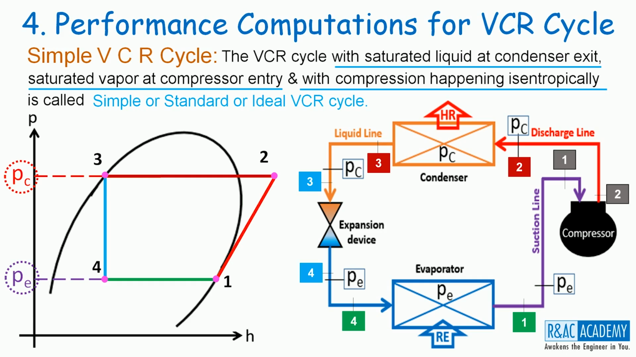Please note here that the state of the refrigerant at evaporator exit and compressor entry is same. It is because there is no designed process to happen inside the suction line, and hence the state of the refrigerant does not change inside the suction line. The same explanation is applicable for other state points also.